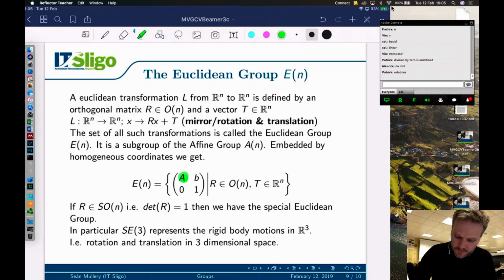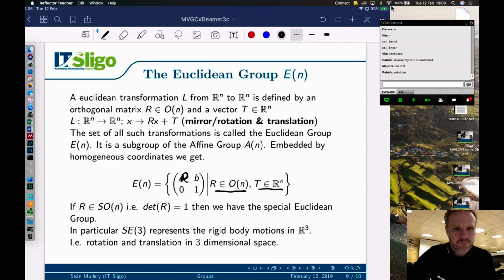I think I've made a mistake there. That's not supposed to be A, it's supposed to be OR. Apologies for that. So what we have here then is a Euclidean group where OR is in the orthogonal group and T is a member of Rn. Okay, I'll try and fix that for the next time.